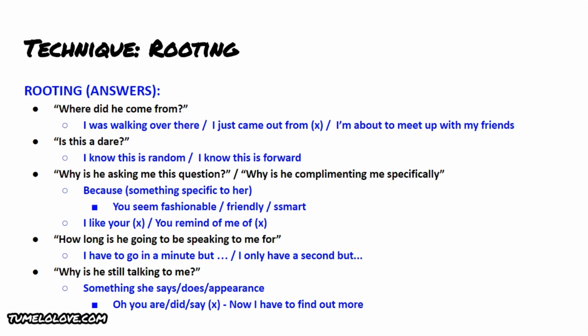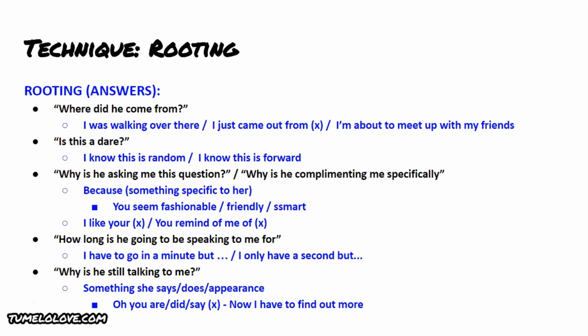And then the next one is, how long is he going to be speaking to me for? Again, here's this random guy who's talking to me, and how long is he going to be here for? What's going on? I don't understand, et cetera. So you want to use the technique of a false time constraint, and basically tell her, look, I'm not going to be here forever. I'm only going to be here for a brief period.